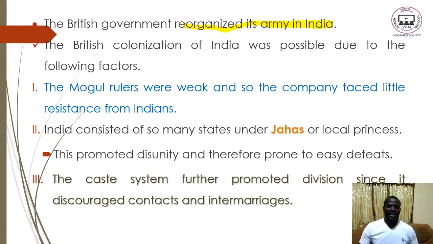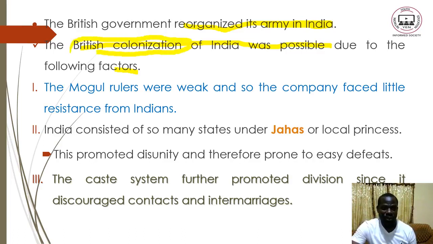And not only that, the British colonization of India was possible due to a number of factors. So what were the factors that made this colonization possible? Remember, we are still looking at the process of colonization of India. Number one, the Mughal rulers, the first to establish their rule in India. They were weak, and so the company faced little resistance from the Indians.